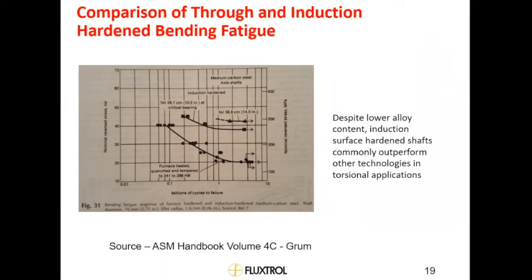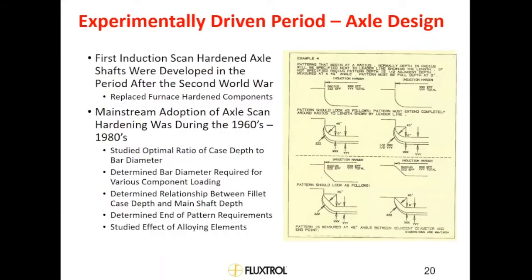So let's look at some of the things and understand why that is, since modeling helps us to understand that. Axles initially were developed empirically. The first induction scan hardened axles started to appear in the period just after the Second World War, and they replaced furnace hardened components. Mainstream adoption of axle scan hardening was in the 60s to 80s. And there they set out all of these different parameters during this big empirical study, where they started to understand the relationships between the key factors that will lead to the best torsional performance.